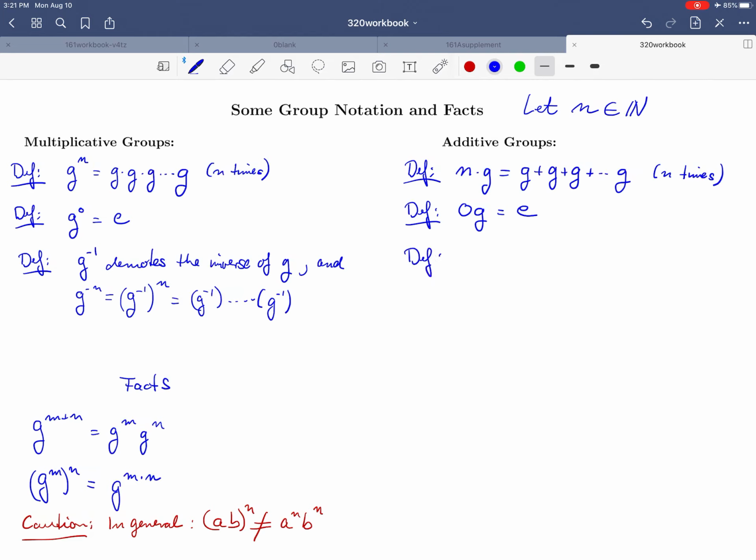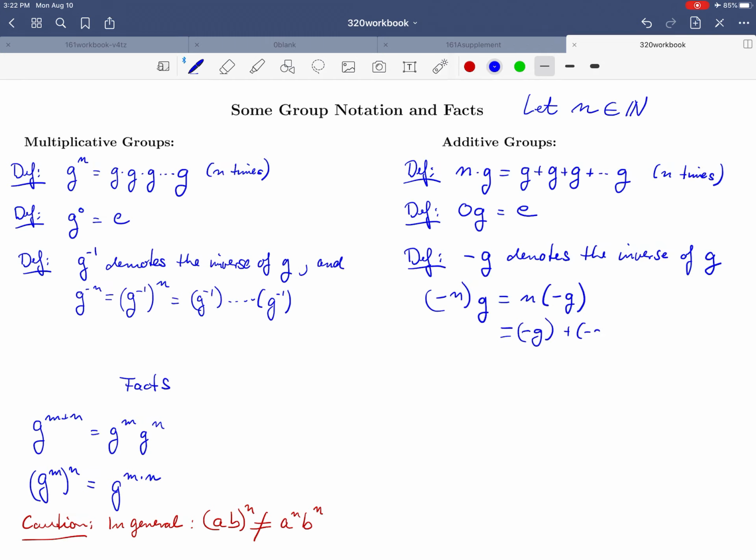And what about inverses, the notation for the inverse? Well, that is in an additive group minus g. So minus g denotes the inverse of g. And so if we have minus n g, that is the same as n times minus g. And that is minus g plus minus g. So just n copies of the inverse.